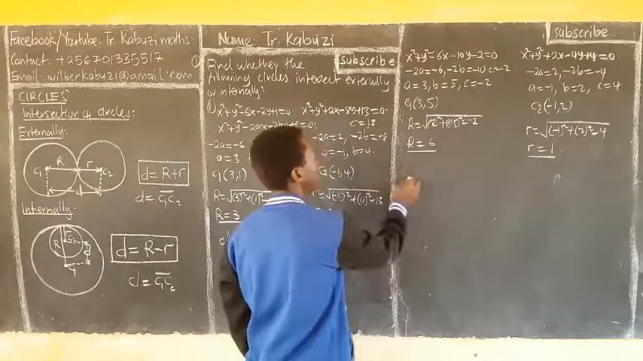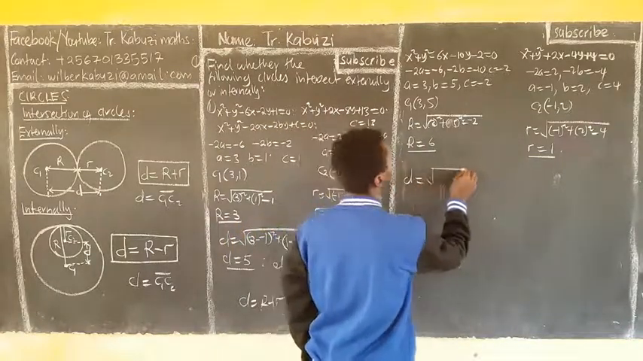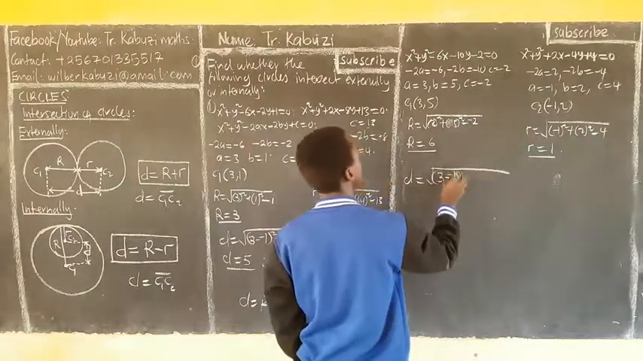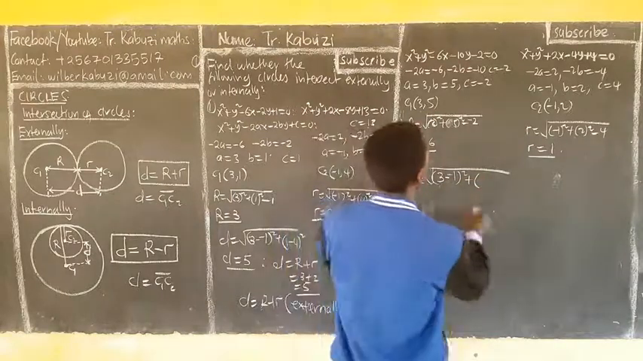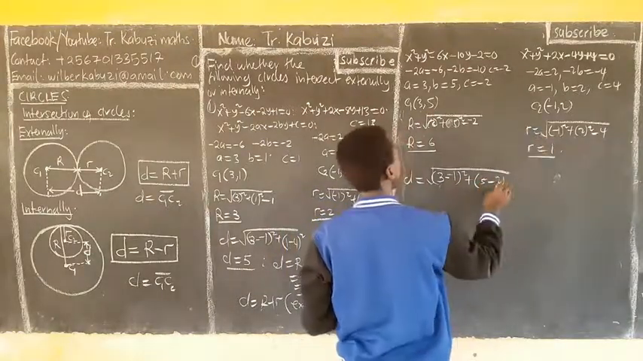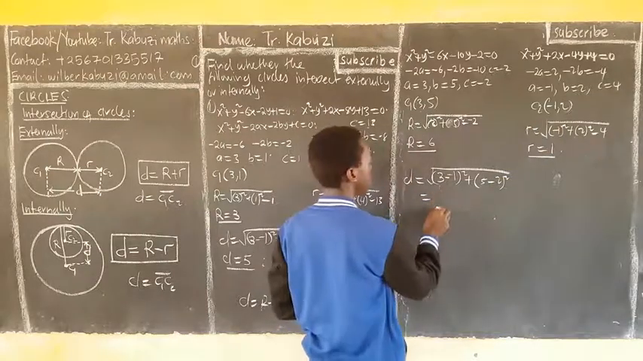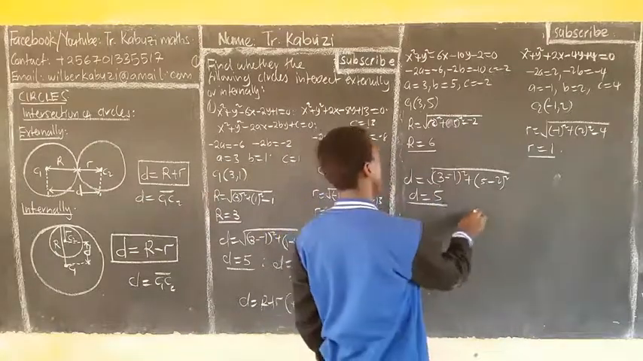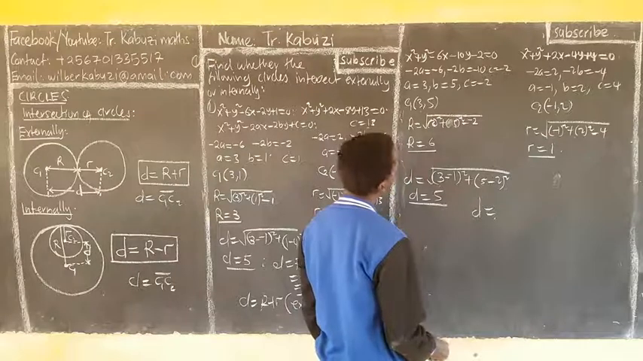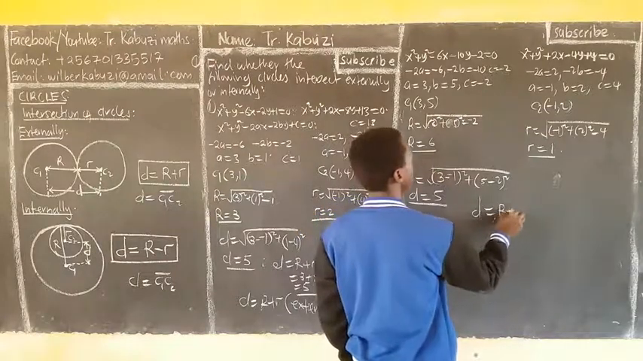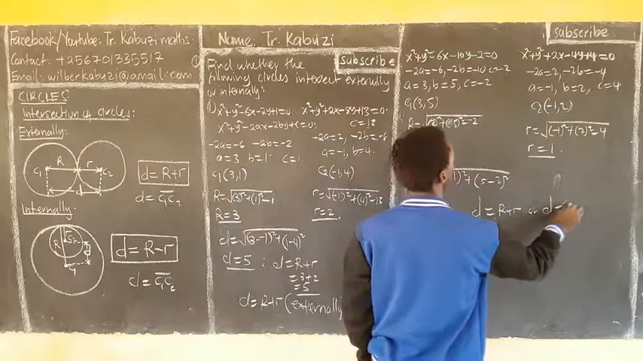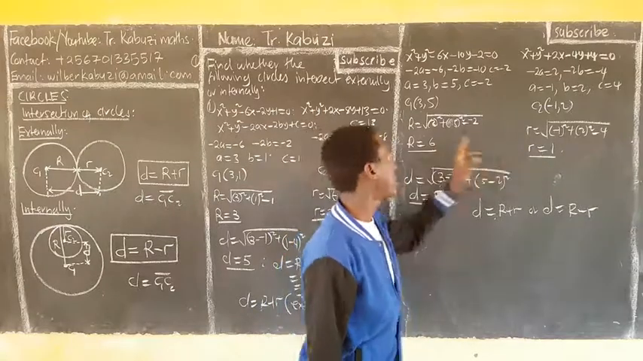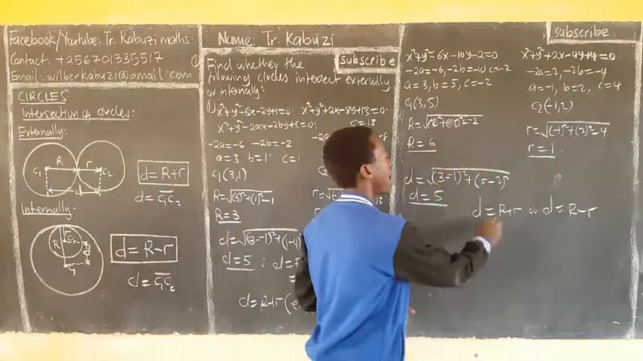Then I need to get also the distance between their centers, which will be the square root of 3 minus negative 1, all squared, plus 5 minus 2, all squared. And this will give me 5 units. So my d is 5. Now you see that I need to check whether d is R plus r or d is R minus r. If we add them, we shall be getting 7, which is not the case. So this one can't work.